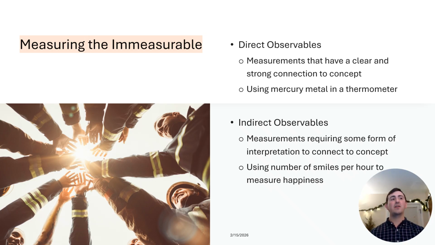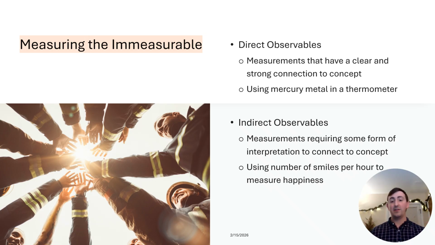Now, some things are not so simple and straightforward as temperature. Some things are a lot more complicated, like happiness. So when you get to topics like that, your measurements sometimes need to be more indirect, more flexible. They need to come at it from an angle. So indirect observables are measurements that require some form of interpretation, some form of discussion to really make sure that the concept is measured by this indicator.